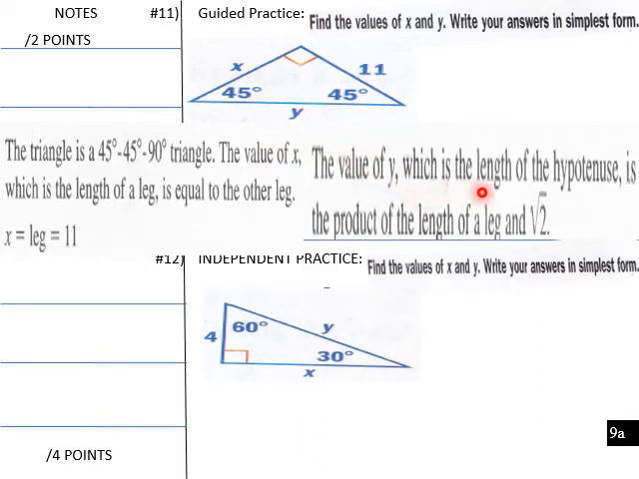The value of y, which is the length of the hypotenuse, is the product of the length of a leg and the square root of 2. So what would that be? It'd be 11 times square root of 2, right? So y would equal a leg times square root of 2, which would equal 11 times the square root of 2.